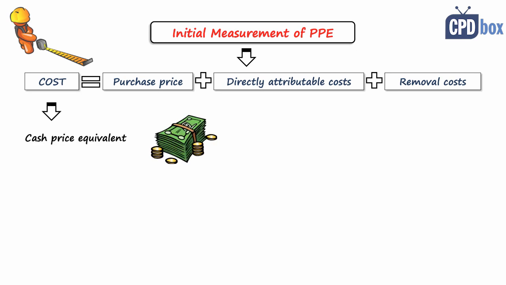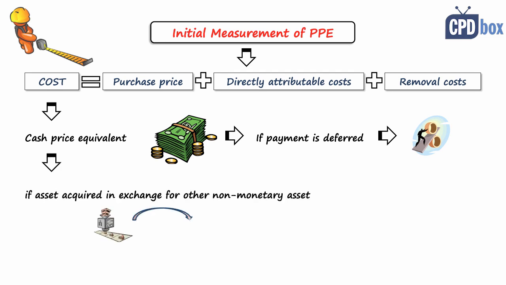The cost of an item of property, plant, and equipment is the cash price equivalent at the recognition date. So if the payment for the asset is postponed to the later date, this amount shall be discounted, and the difference between the future payment and cash price equivalent is the interest. If an item is acquired in exchange for other non-monetary asset, then it shall be initially measured at fair value.